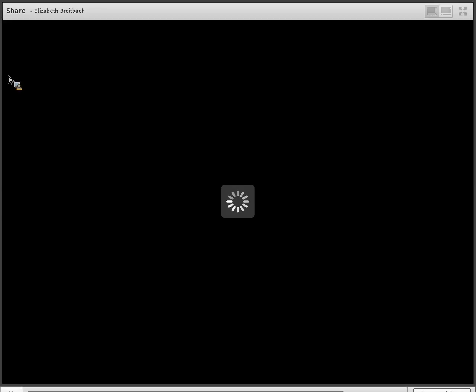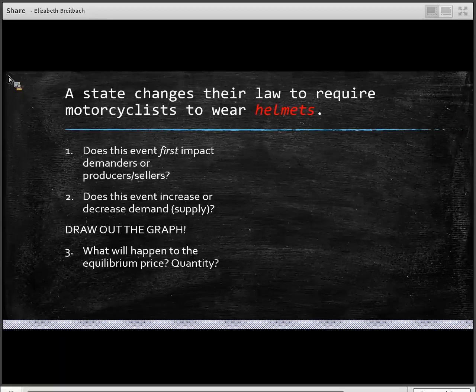In our next example, a state changes its laws to require motorcyclists to wear helmets. How is this going to impact the market for helmets? All right, so the first thing, does this event impact the demanders or the producers? It's easy again to say, well, suppliers are going to have to produce more helmets because buyers are going to have to purchase them if they want to ride on a motorcycle. What happened first? Well, buyers have to purchase the helmets. They have to want to purchase the helmets.